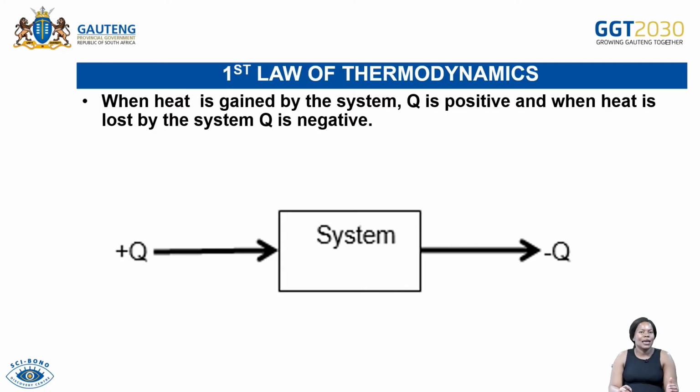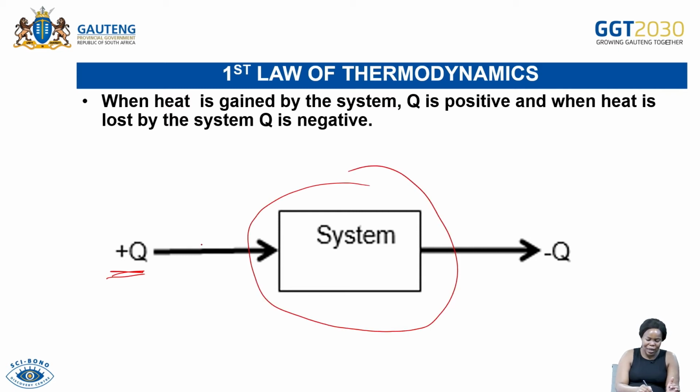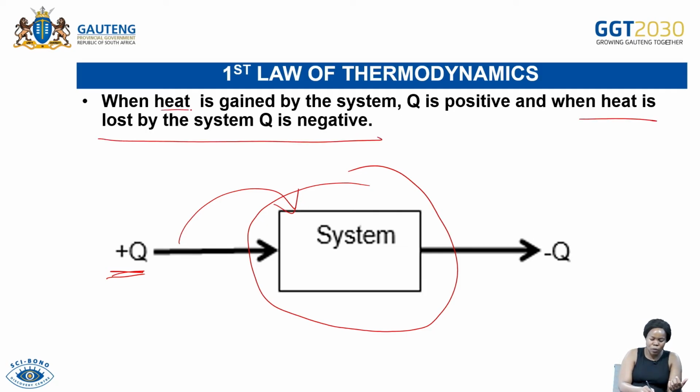So when heat is gained by the system, this is the system, it is gaining some energy. Q is positive. However, when heat is being lost, now this system is losing some energy, so that means Q has to be negative. That is very important to note as well.